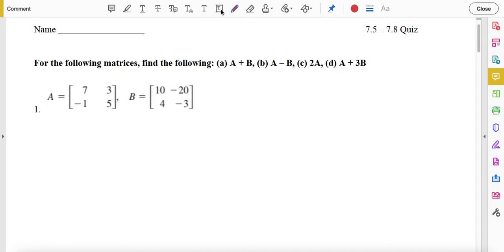All right, so first thing we're doing is finding a plus b for this given vector a and vector b. Simply to find a plus b, we add the corresponding components of the vector. So 7 plus 10 is 17. 3 plus negative 20 is negative 17. Negative 1 plus 4 is 3. And 5 plus negative 3 is 2. So that's a plus b.